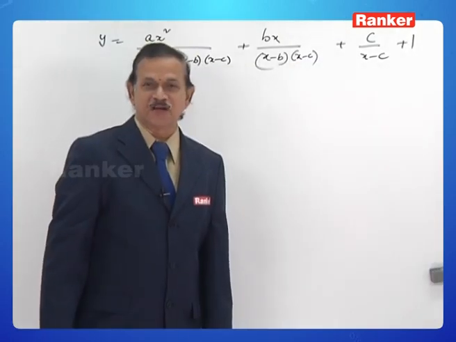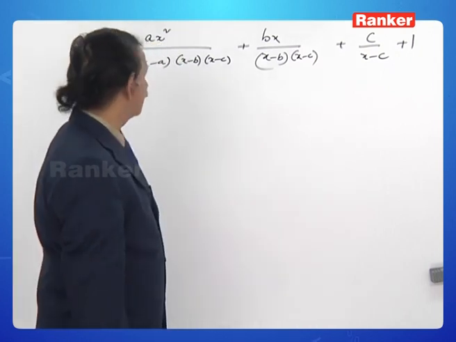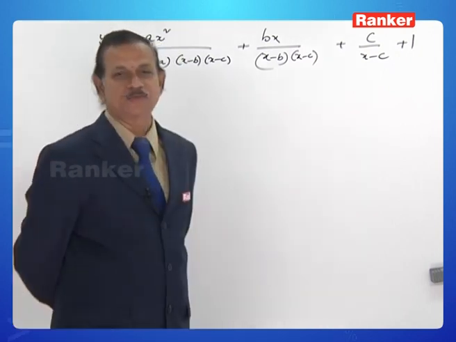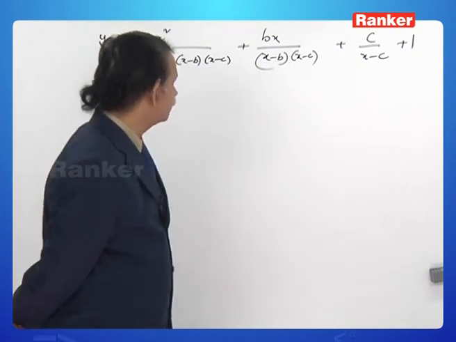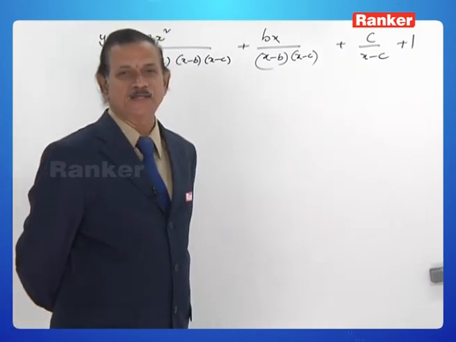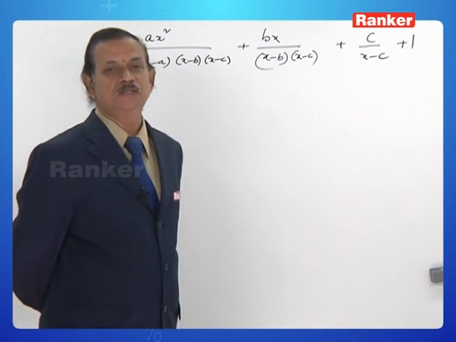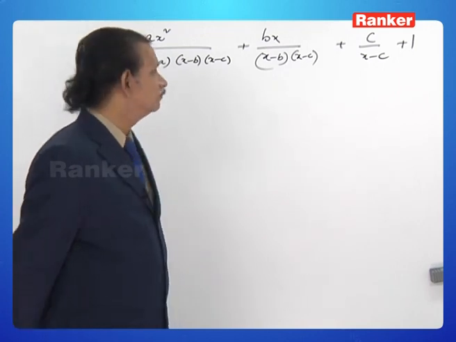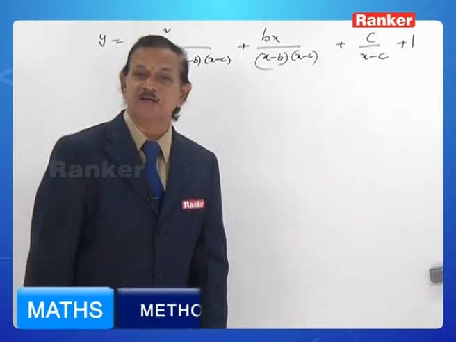Observe this lengthy function. y is equal to ax square by x minus a, plus bx by x minus b into x minus c, plus c by x minus c, plus 1. He is asking about dy by dx.